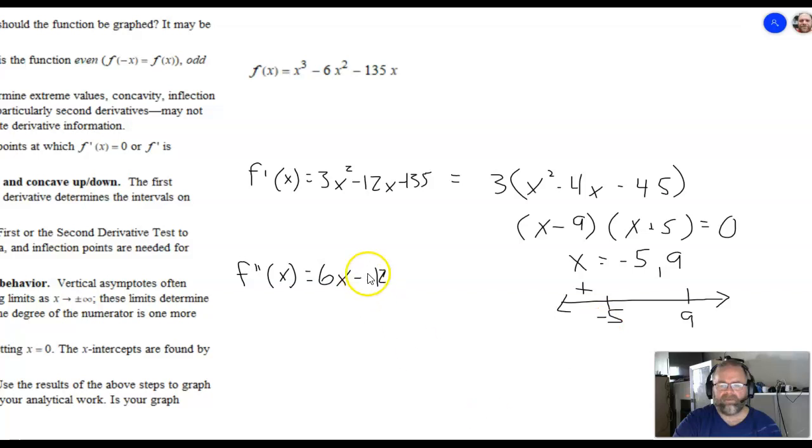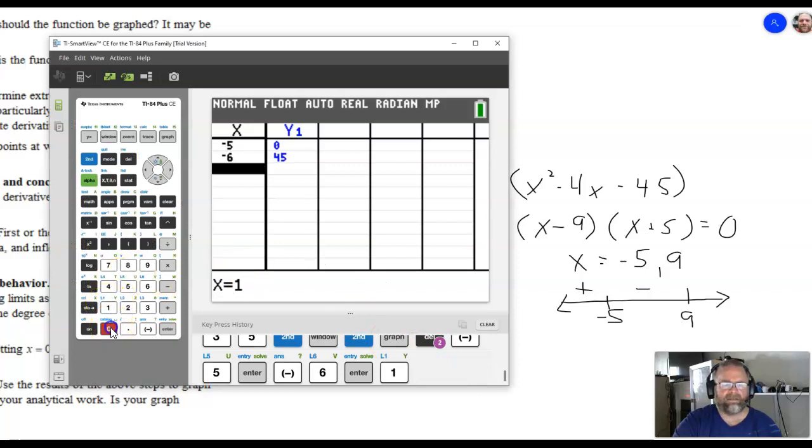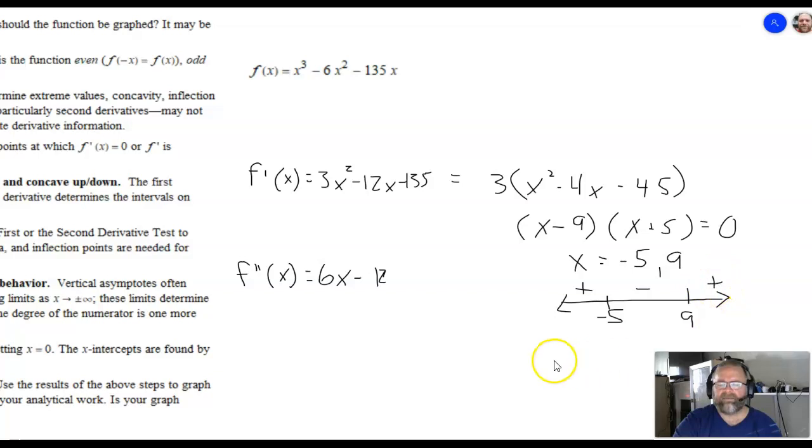And then, like I said, if we put in a 0, we get a negative. And put in something greater than 9, so we'll put 10 in there, and we get a positive. So it goes positive, negative, positive. That means at negative 5, it's going up and then down, so we're going to have a local max. And at 9, it's going down and then up, so we'll have a local min there.